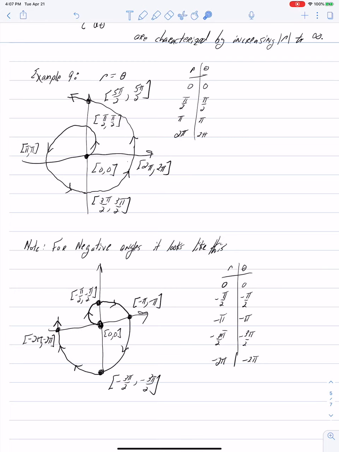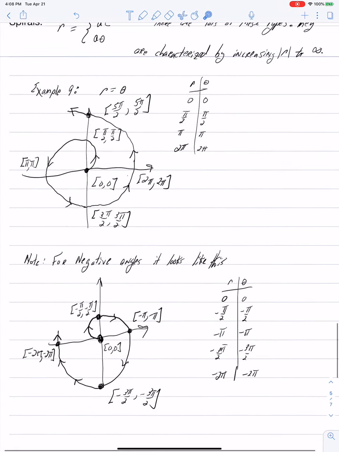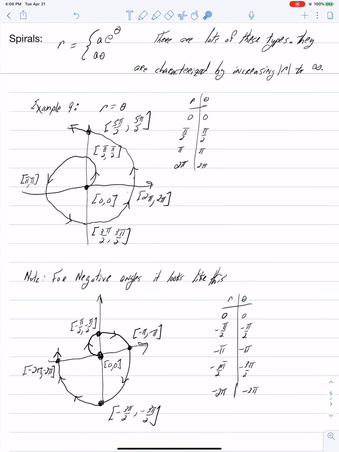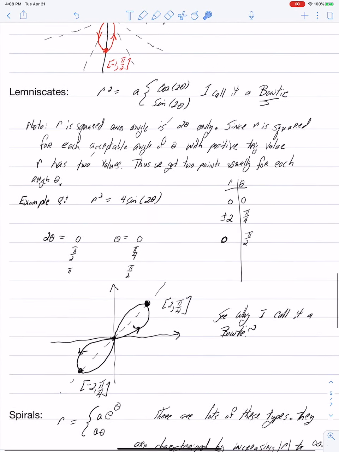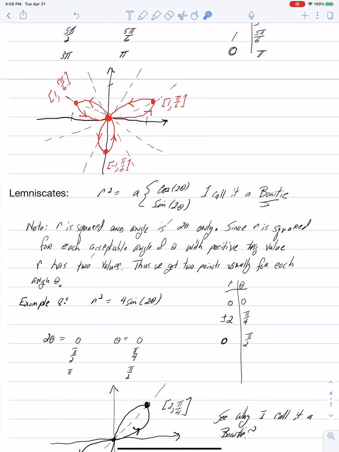And if you were to superimpose both of those graphs on the same one, then this would be like going out like this and around like that. And that would be a total picture of r is equal to theta. All right, so those are spirals. Lemniscates, remember, I call bow ties. And that's all I have to say about classic polar curves.